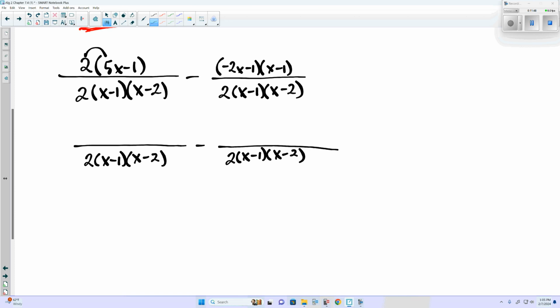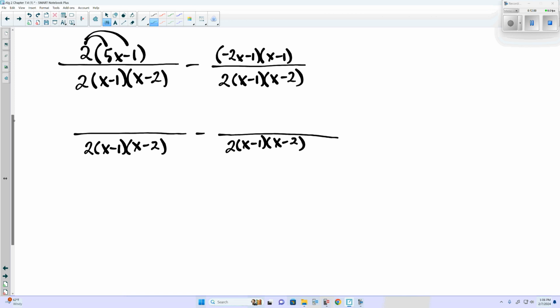Now we're going to multiply our numerators out, because with addition and subtraction, we actually do have to add or subtract like terms in the numerator. We do not have to do that in the denominators. Now our 2 times 5x is 10x, 2 times negative 1, negative 2.